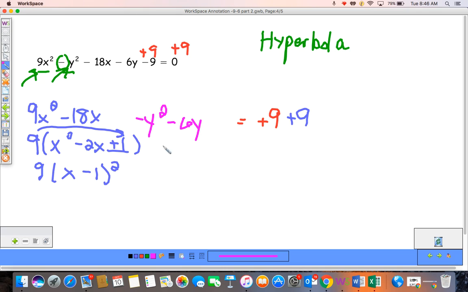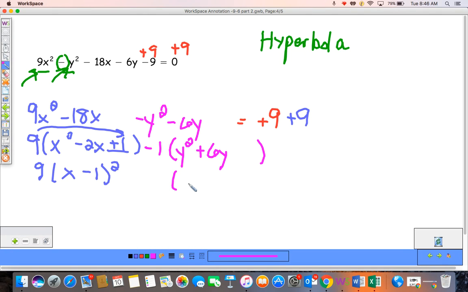Let's do the y's now. Now, you look at that and you say, there's no number out front. Well, there kind of is. It's really a -1. So yes, I'm going to factor out a -1. You have to do that when it's a negative. So this is going to be y squared plus 6y. When I factor that -1 out of that -6, it's going to become a +6.